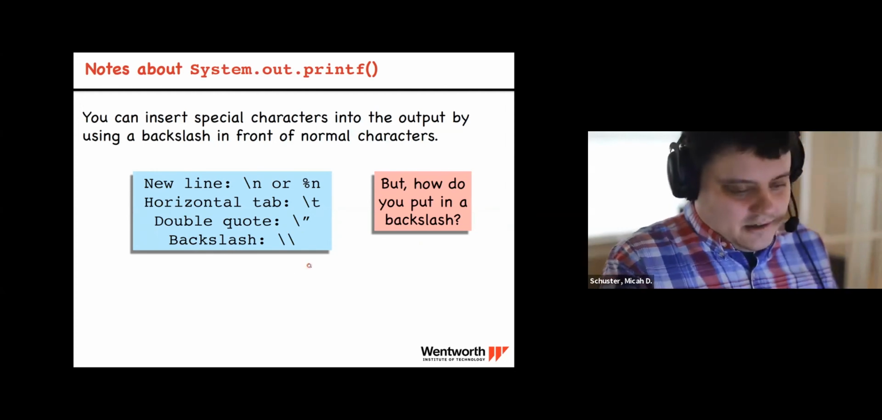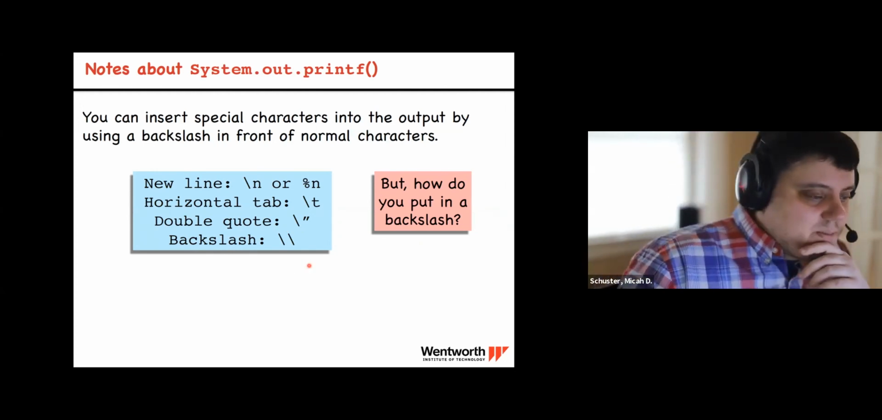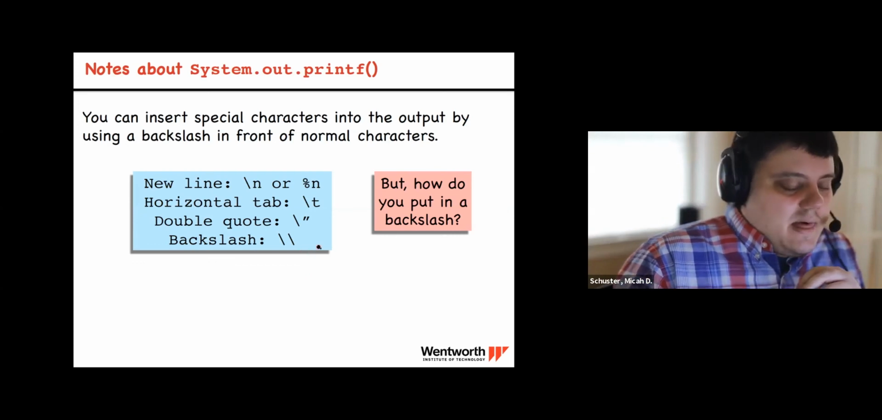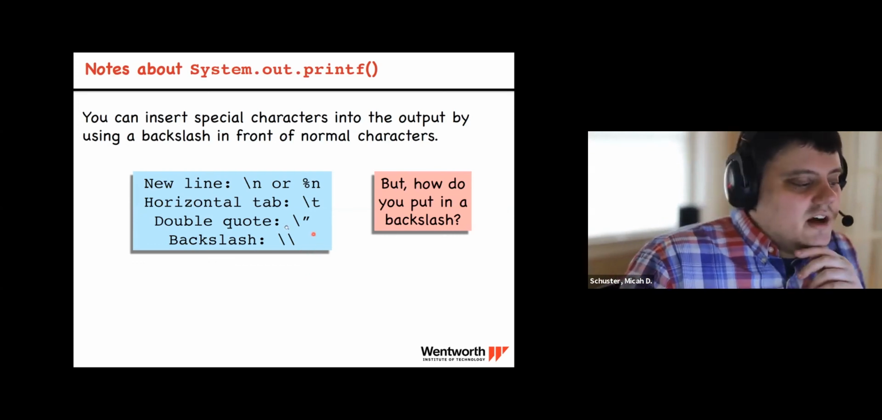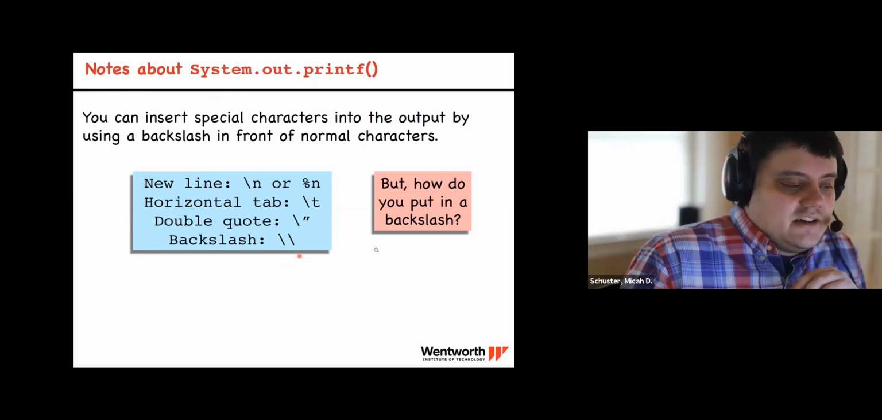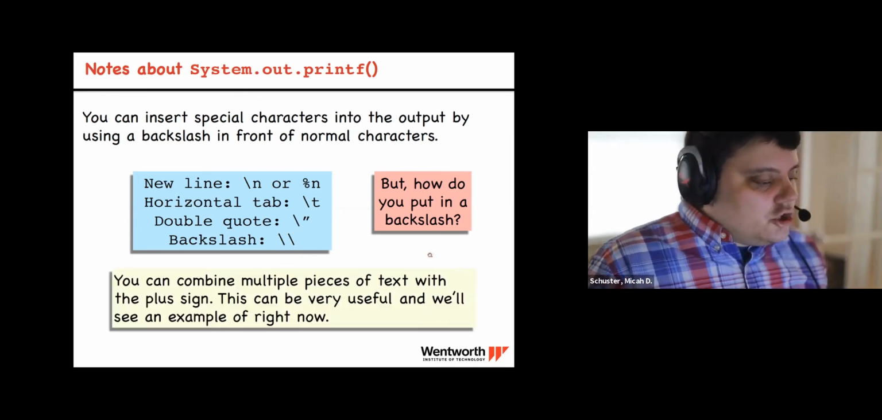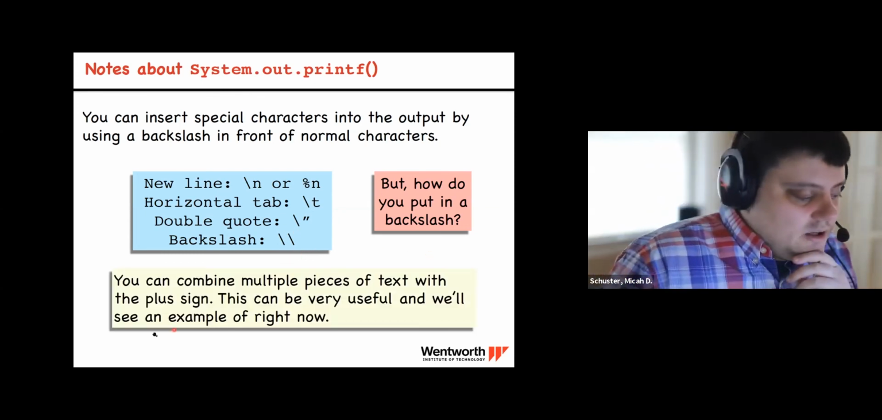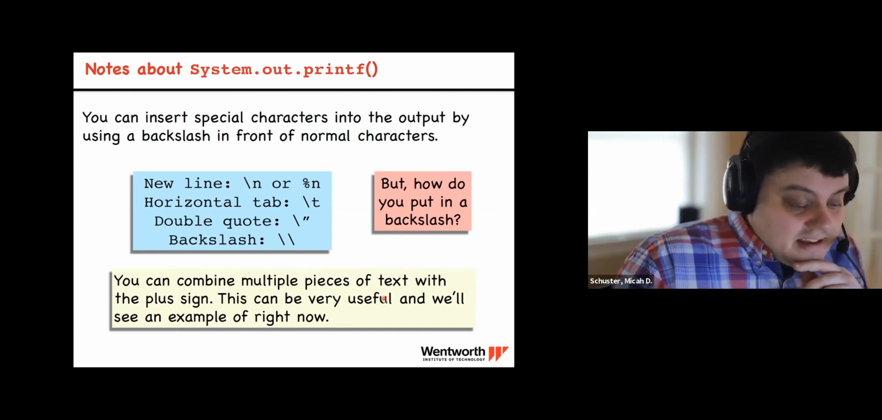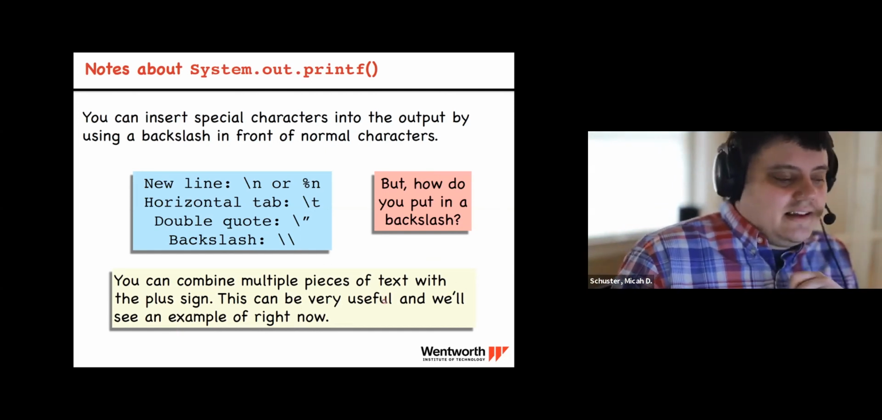And this is very common. You'll see this in a lot of different languages. So if you have some specific character that you want to print that is a special character in Java, oftentimes you have to put a backslash in front of it. You can combine multiple pieces of text with the plus sign. This can be very useful when we get to things like variables.